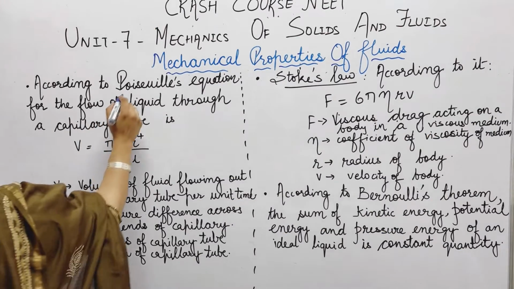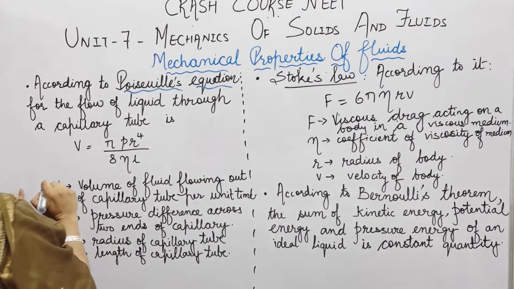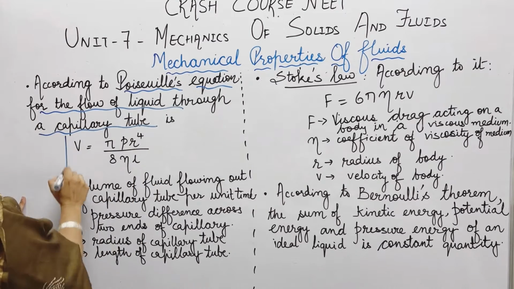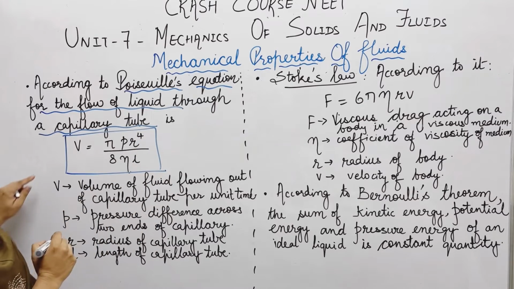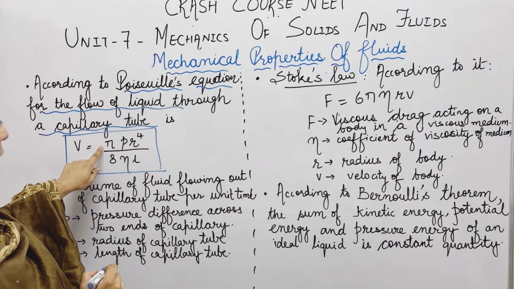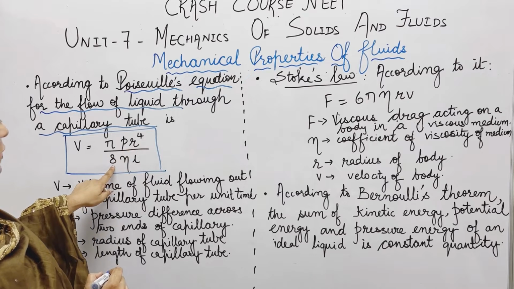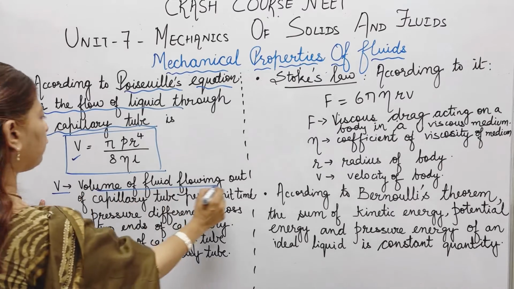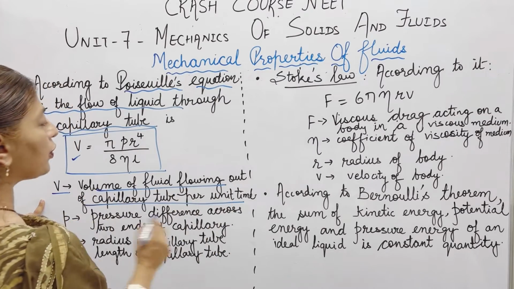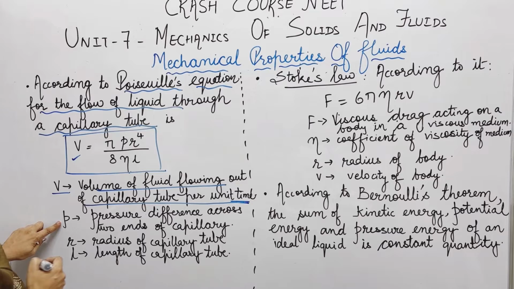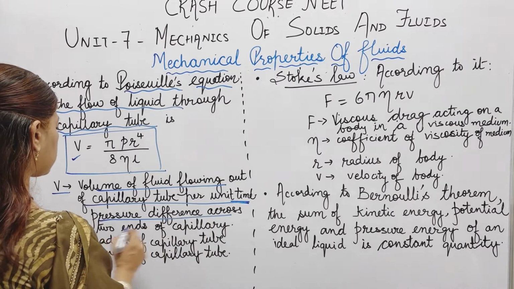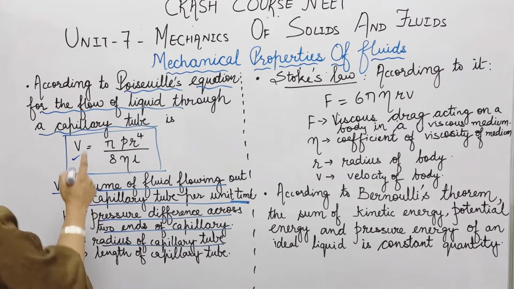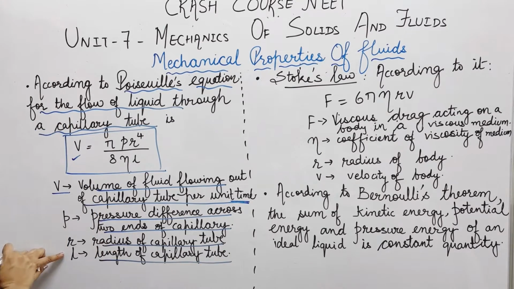Now, the next point is about Poiseuille's equation. According to it, the flow of liquid through a capillary tube is given by the relation V equal to pi P r to the power 4 divided by 8 eta L, where V is the volume of the fluid flowing out of the capillary tube per unit time, P is the pressure difference across the two ends of the capillary, r is the radius of the capillary tube, and L is the length of the capillary tube.